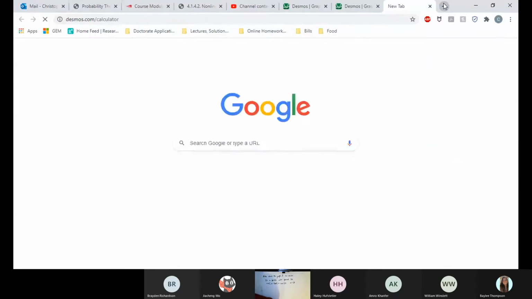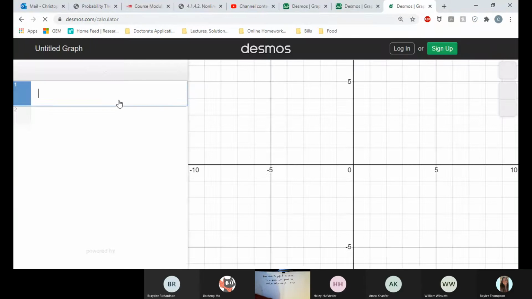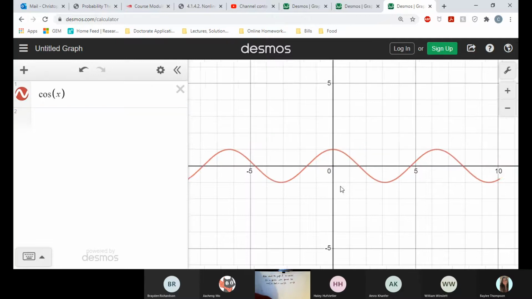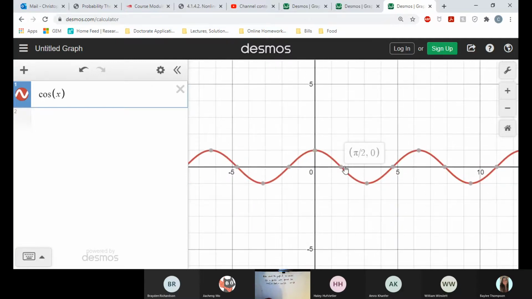So I'm going to go to a new, clean graph. Cosine of x. For a particular input, let's just pick t equals 0. When I say cosine of t plus 2n pi is equal to cosine of t, that it has period 2 pi, what I'm saying is that for every 2 pi, I should get that exact same output. What's the output when t equals 0? It's 1. So when I add 2 pi to my input, I should get 1 again.